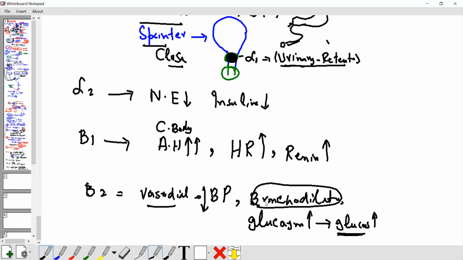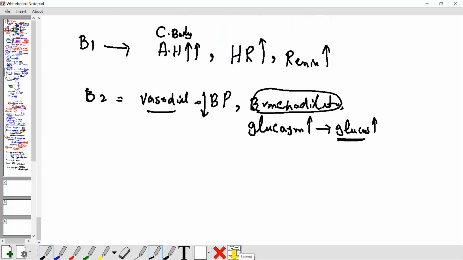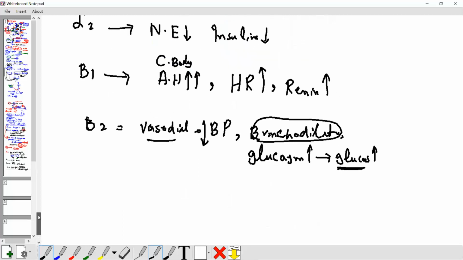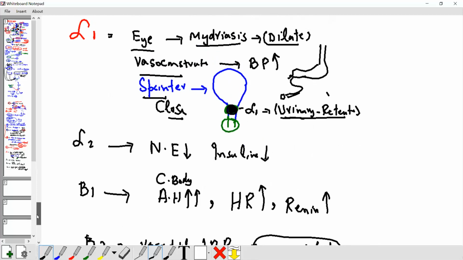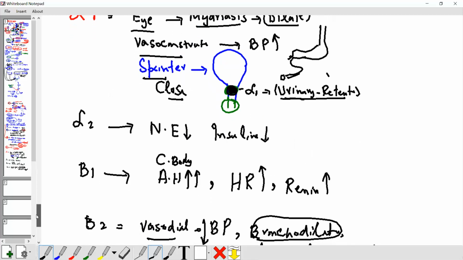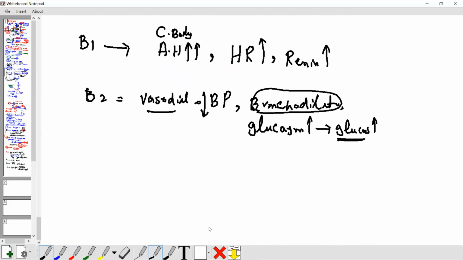Let's discuss the drug names. The functions of these are clear. Okay, now come to drugs. Epinephrine.